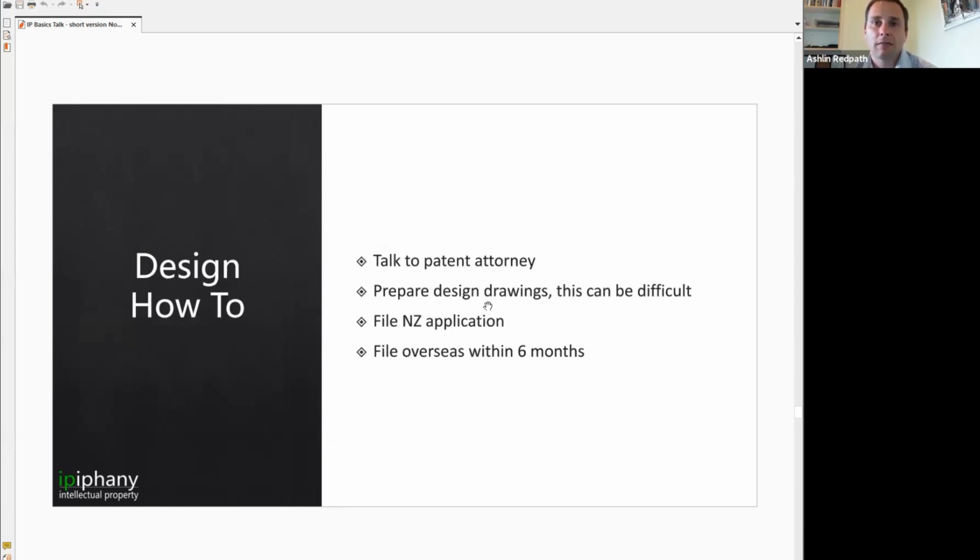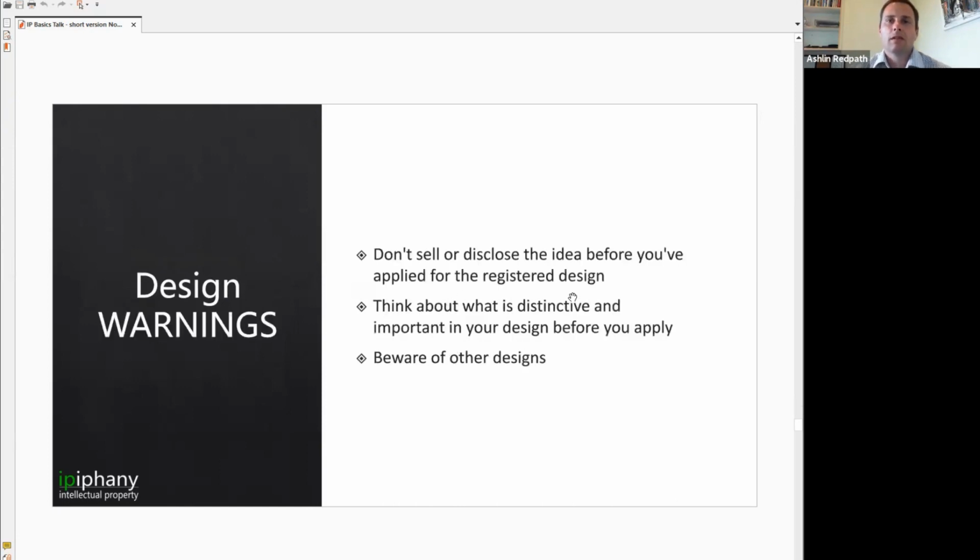It's best to talk to a patent attorney about registering your design. It's very tempting to do it yourself and just file some photos of your design, but it is very limiting if you do it that way. There are ways to broaden the scope of your design so you have greater coverage and minimize the chance that an infringer gets away by changing minor, unimportant features. Like with patents, don't sell or disclose your idea before you apply. You need to apply first. When you're applying for a design, you need to think about what is so distinctive about it. Which part of your product has that particularly commercially valuable, visually aesthetic piece.